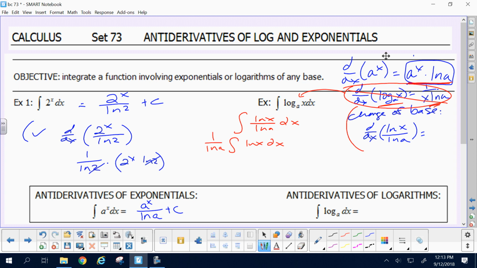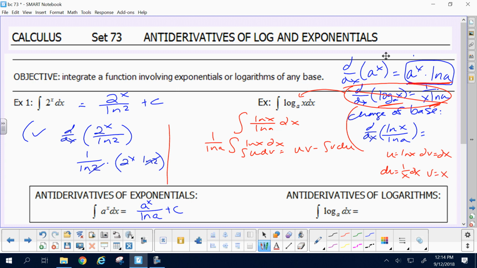Here we go with ultraviolet voodoo. If we ultraviolet voodoo this bad boy, UV minus VDU. It's good that you remember ultraviolet voodoo. What's U? Natural log of x. What's dv? dx. Remember, dx is a thing. It's not a nothing, it's a something. du is 1 over x dx, and v is x.